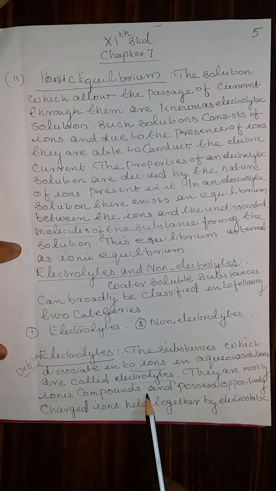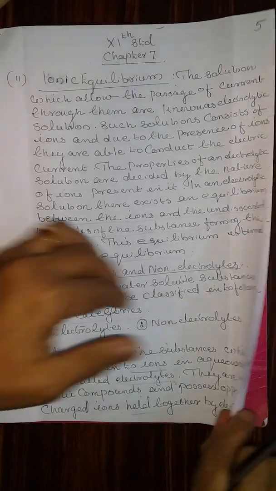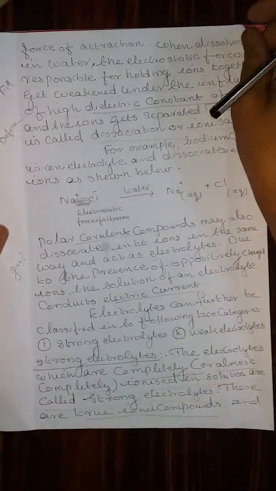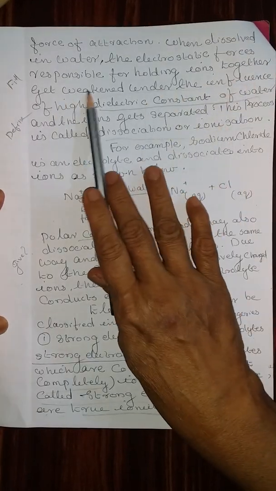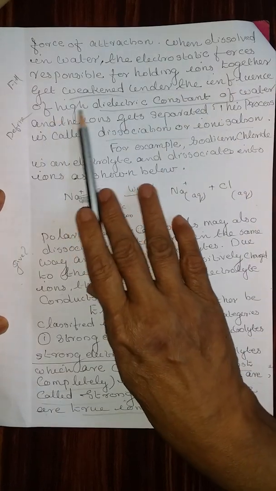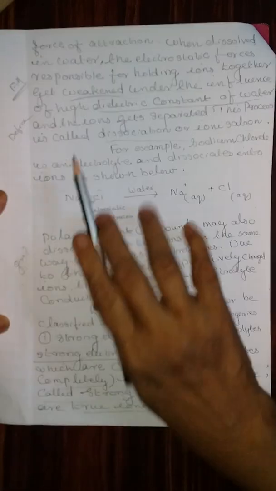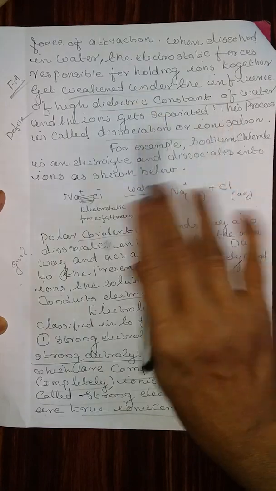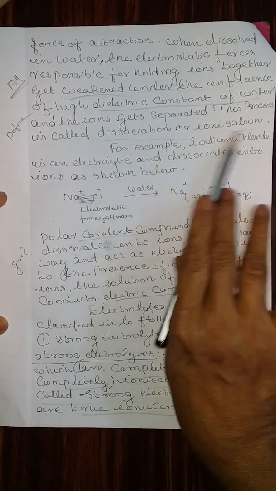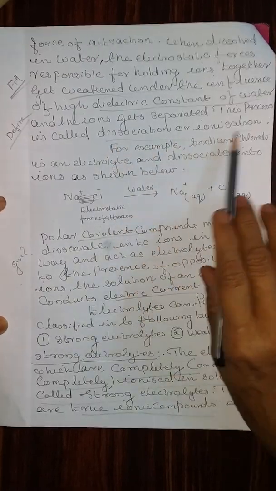They are mostly ionic compounds and possess oppositely charged ions held together by electrostatic force of attraction. When dissolved in water, the electrostatic force responsible for holding the ions together gets weakened under the influence of the high dielectric constant of water. Fill in the blank question. And the ions get separated due to the high dielectric constant of water. This process is called dissociation or ionization. Define what is meant by dissociation or ionization.